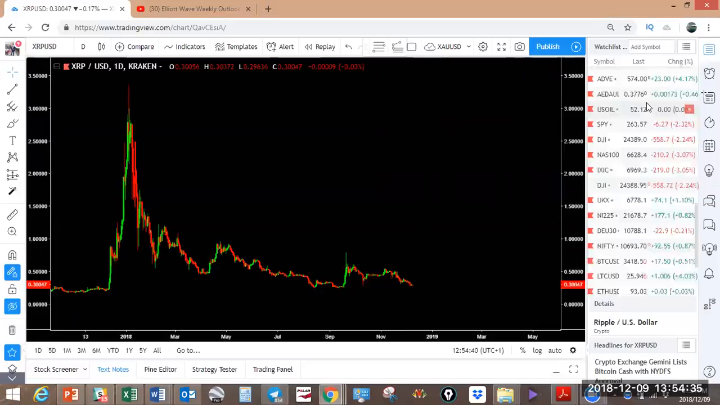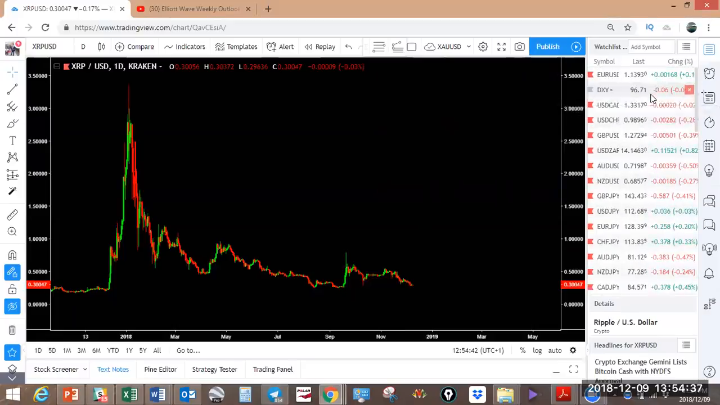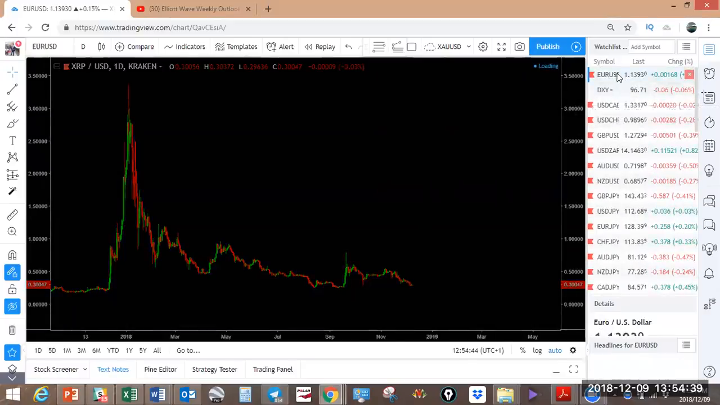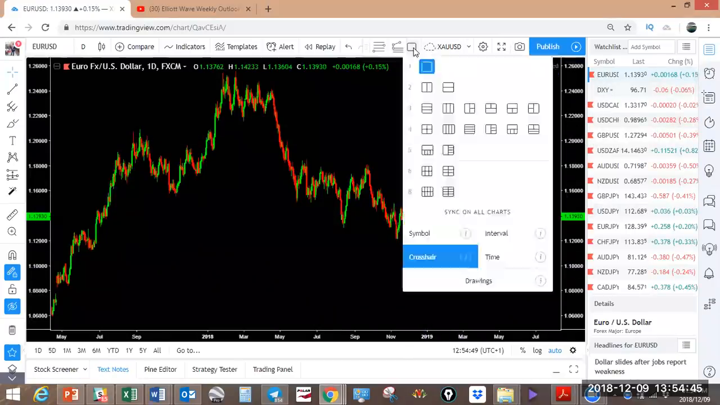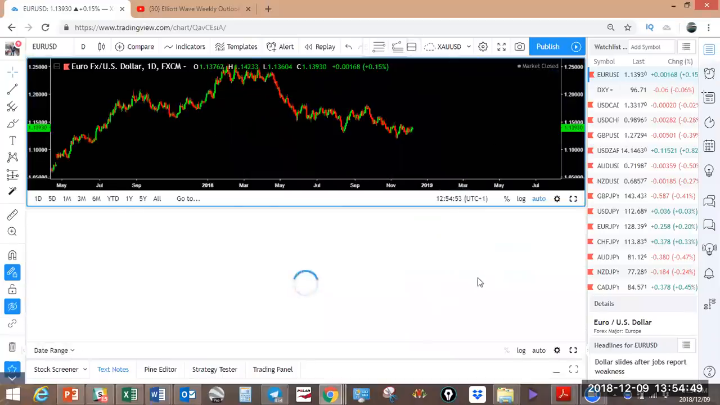All right, so let's start with the US dollar pairs. We'll start with the Euro US dollar. Usually we'll do Euro US dollar with the DXY, so I'm going to put the two pairs up on the same screen first. We've got Euro US dollar at the top, and then we'll put DXY at the bottom. Let's give it a few more minutes to load.